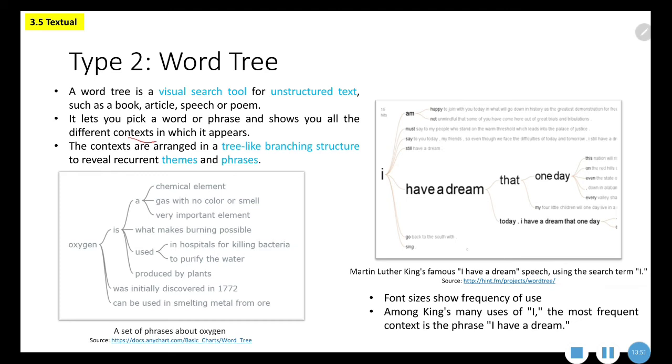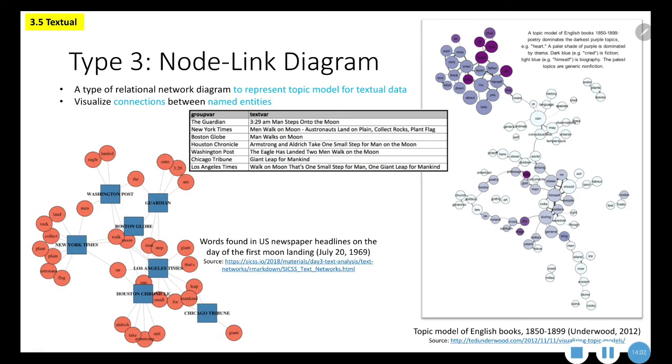You can go to these 2 links to learn further and get more detailed descriptions of these 2 examples. This is the last type of textual representation, called the node link diagram, and also the last slide in this chapter. A node link diagram is a type of relational network diagram to represent topic models for textual data. So coming back to the first type of representation that we learned in the first slide.